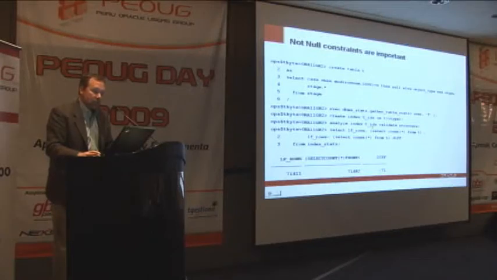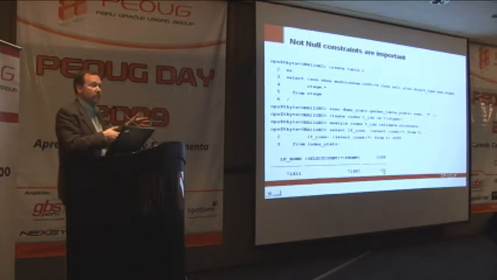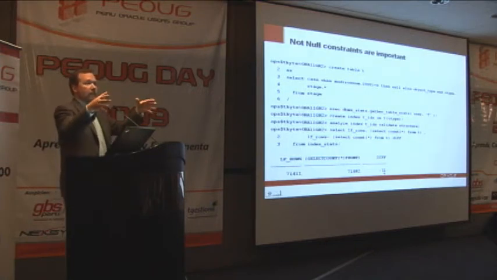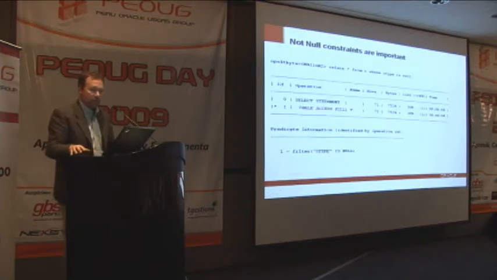Gather statistics, create an index on this object type. And if we just do a quick look at the index, we can see that in the index there's 71,411 rows. In the table, there's 71,482 rows. There's 71 rows in the table that are not in the index. So not everything inside of the table is pointed to by the index.